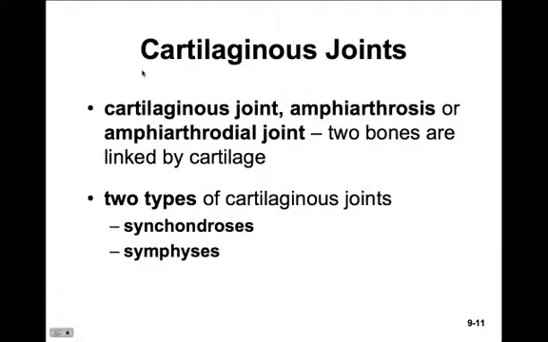Cartilaginous joints are called amphiarthroses or amphiarthrodial joints. This is where two bones are linked by cartilage. Amphi means on all sides. Again, arthro means joints and osis means the condition. So amphiarthroses come in two forms. There's synchondroses and symphyses. Synchondroses means together with cartilage. Symphysis means together by growth. Physis is growth.